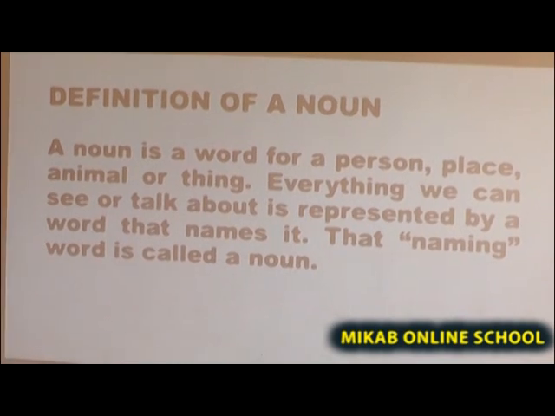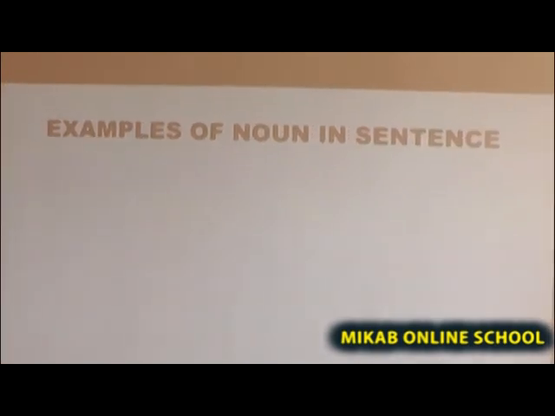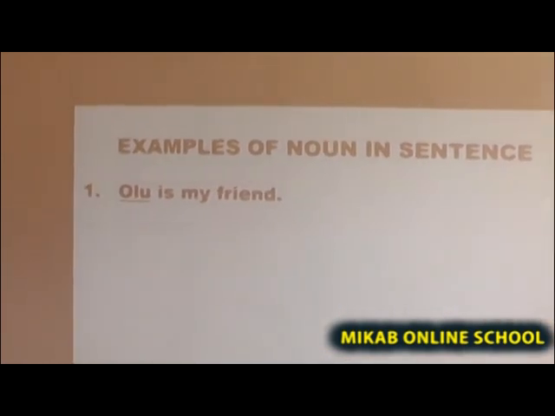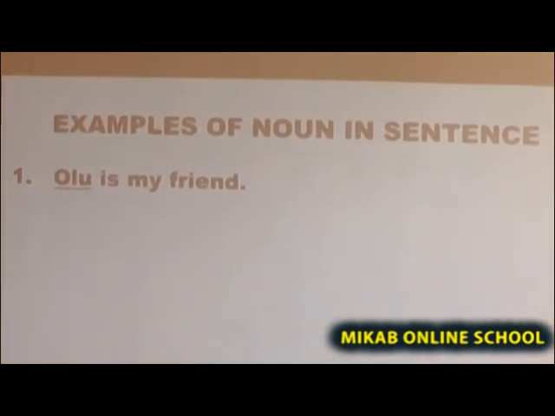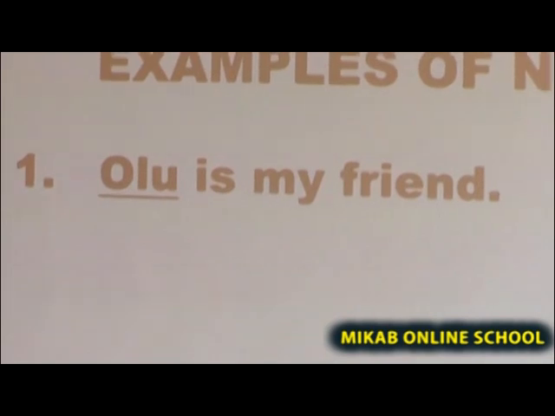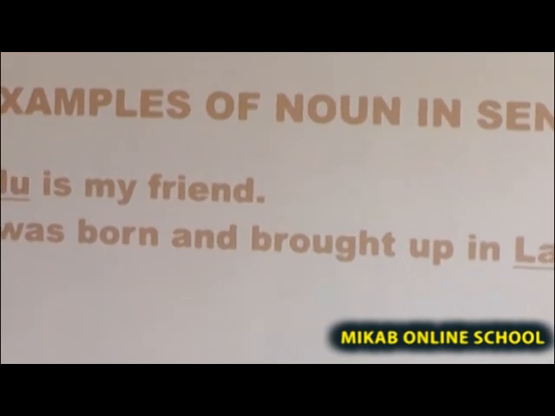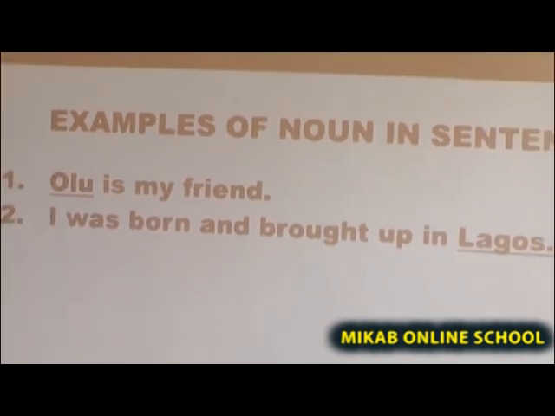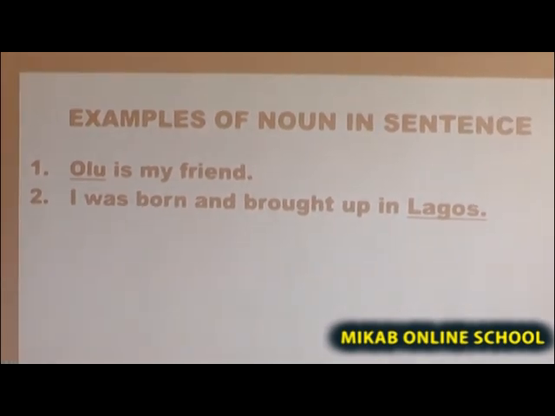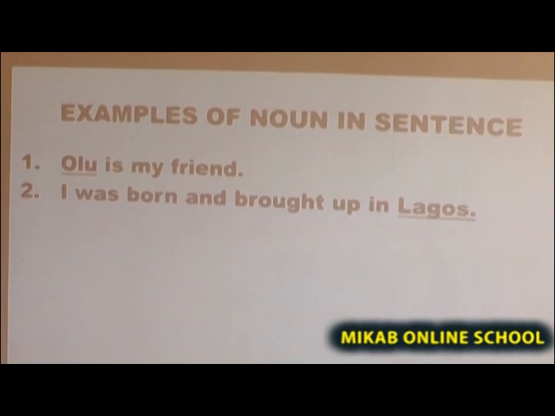Now, let us look at more examples of a noun in a sentence. Number 1 of the example is: Olu is my friend. Olu there is underlined. It's underlined because it is a noun. It has just named a person. The second example is: I was born and brought up in Lagos. Lagos there is the name of a place, therefore it is a noun because it has named a place.